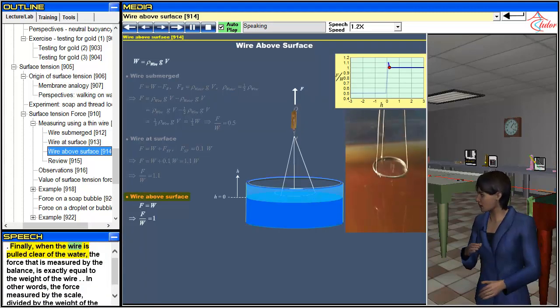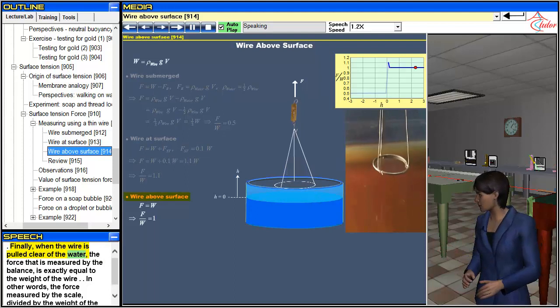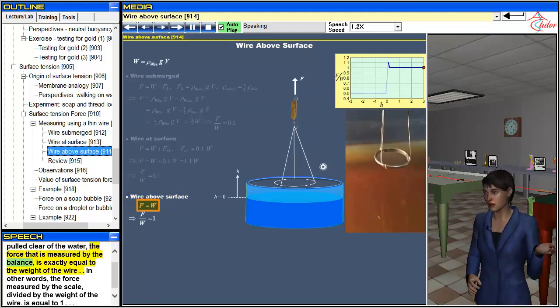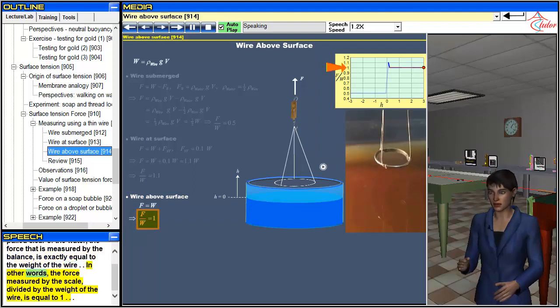Finally, when the wire is pulled clear of the water, the force that is measured by the balance is exactly equal to the weight of the wire. In other words, the force measured by the scale, divided by the weight of the wire, is equal to 1.